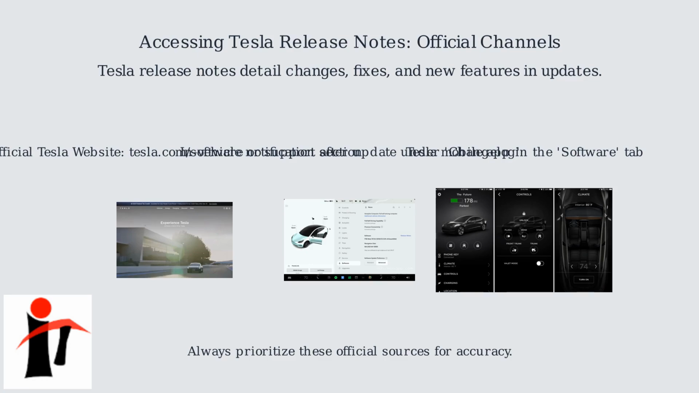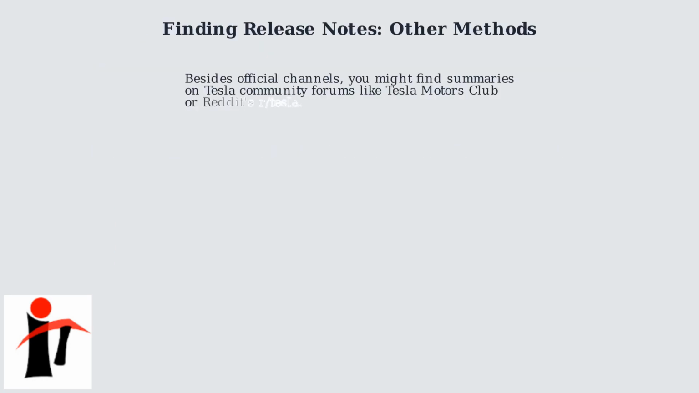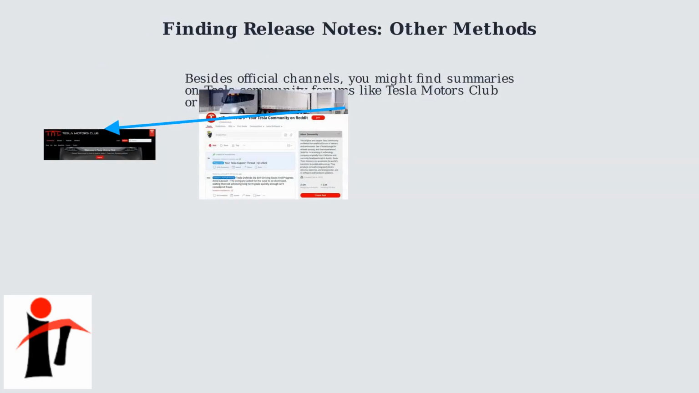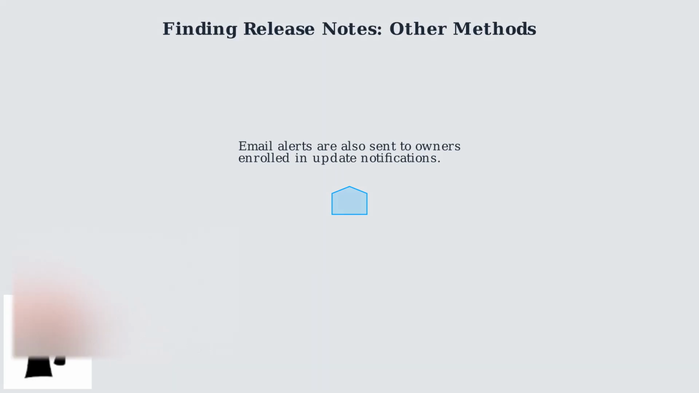Remember to always use these official sources to ensure you have the most accurate and up-to-date information about your Tesla's software. Besides official channels, you might find summaries on Tesla community forums like Tesla Motors Club or Reddit's r/Tesla. However, always double-check these against official Tesla sources to ensure accuracy. Email alerts are also sent to owners enrolled in update notifications.